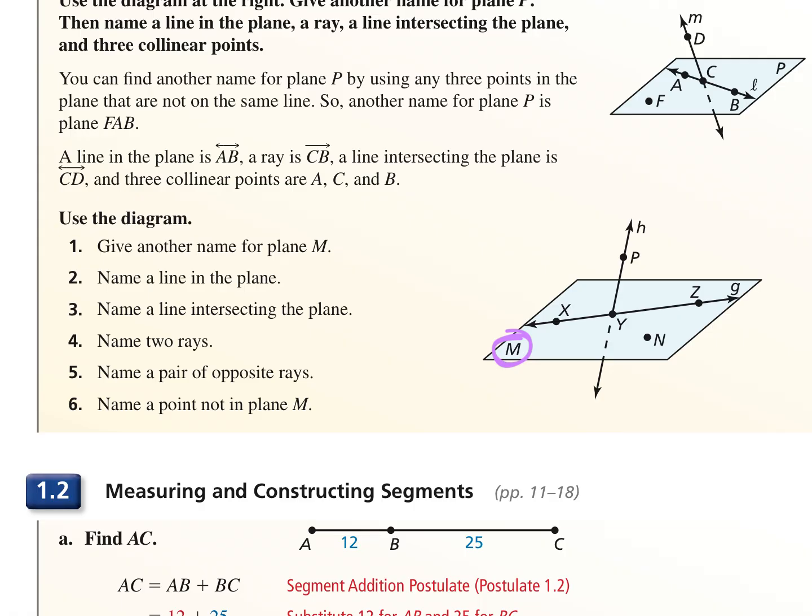Another name I could name it is plane. Please make sure you're writing the word plane. Just writing 3 points together, and it doesn't matter which 3 points. I could have X, Y, Z. Those are capital letters, so please make sure they look like capital letters. Or I can use plane N, Z, Y. Keep in mind they only asked for 1, but I'm going to give you 2. Capitalize that Y.